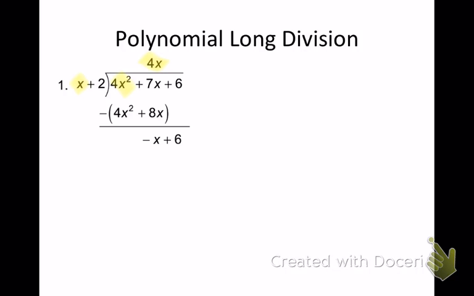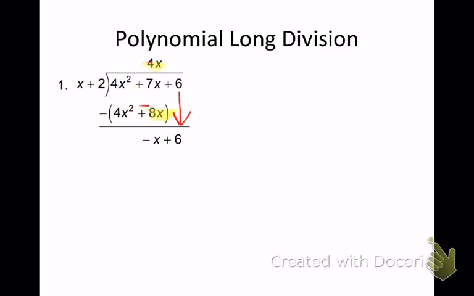Okay, great. So now I'm going to multiply back. 4x times x and 4x times 2. So that's what gets me 4x squared plus 8x. And then I subtract, so I'm going to change my signs. 4x squared minus 4x squared cancels out. 7x minus 8x gets me negative x, and I bring the 6 down.